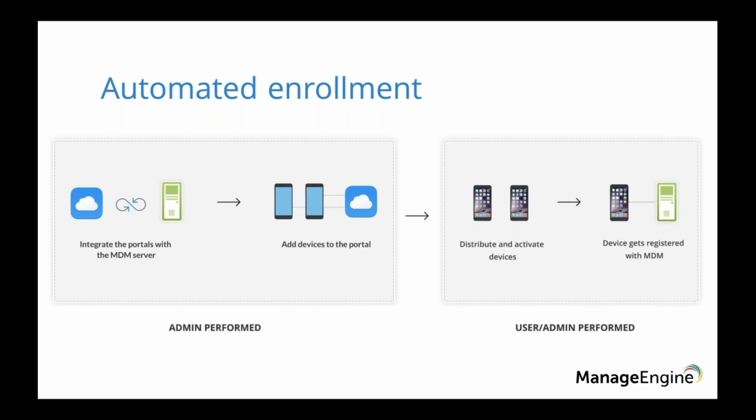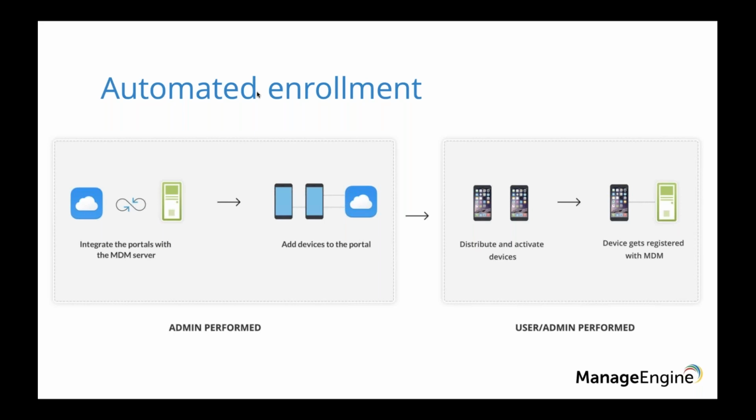So be it an Apple device or an Android device, you would have to add the device to the respective portals itself, and then you'd have to just sync them over to the MDM. So that would be all. And all you'd have to do now is, if the devices are already boxed in, you can then distribute the devices and ask the users to just turn them on. Once they turn them on, the devices would automatically be registered with the MDM solution itself.